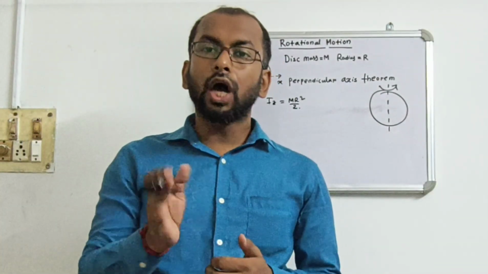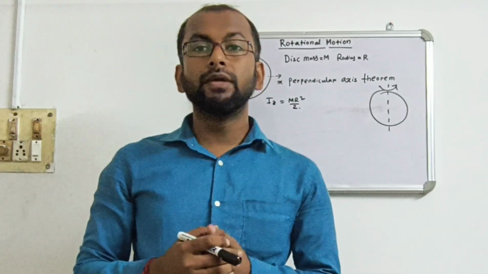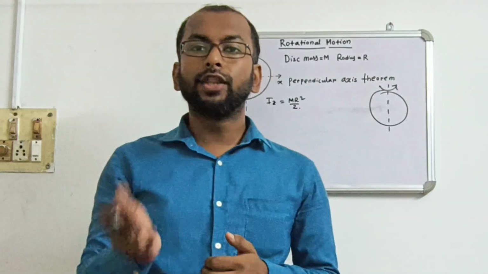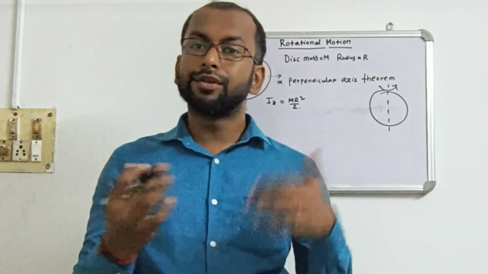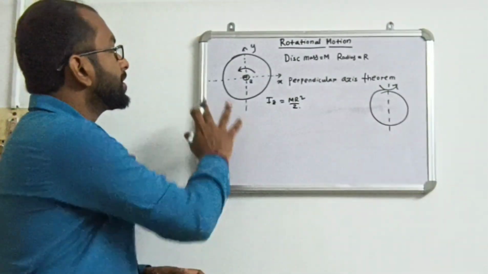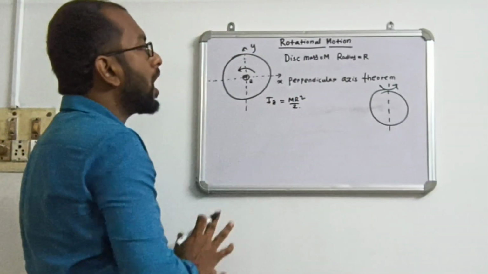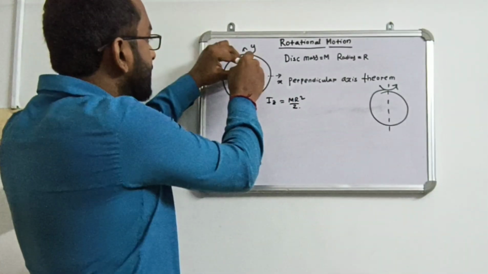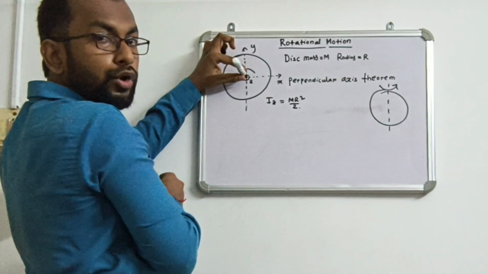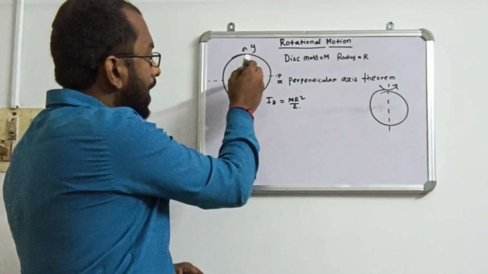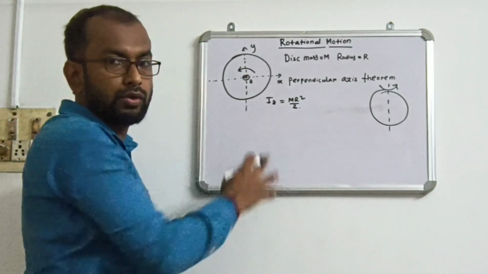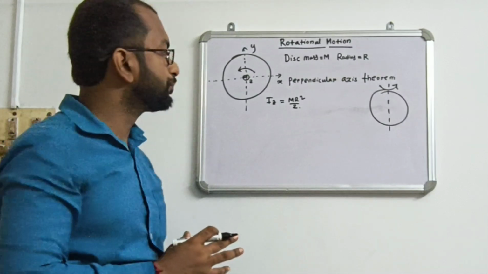In this lecture, we will start with another theorem which is very important for the moment of inertia topic, and that theorem is called the perpendicular axis theorem. Let's see what the theorem is. Suppose this is a disc of mass m and radius r. With respect to this axis, the z axis, which is going outward from the board, the moment of inertia is mr square by 2, that we have already found out in the last video.